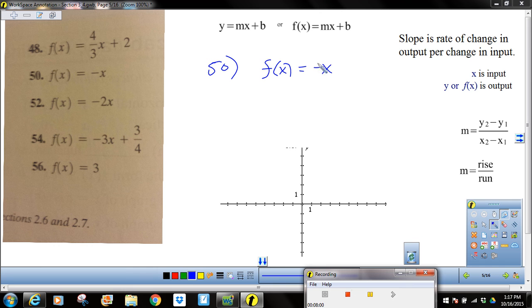Okay, on this one, slope is -1. And the y-intercept is 0 because there's no number out here. So y-intercept is 0. Slope is -1, meaning every time we move over, we're going down 1. Going over, we go down 1. Go over, we go down 1. And there's the graph.